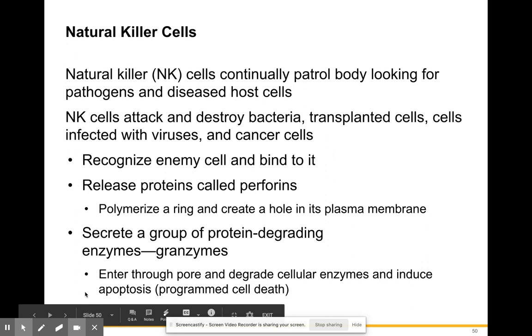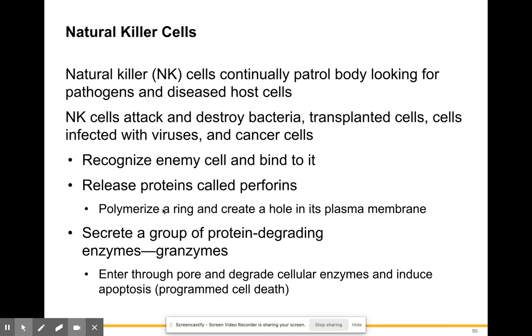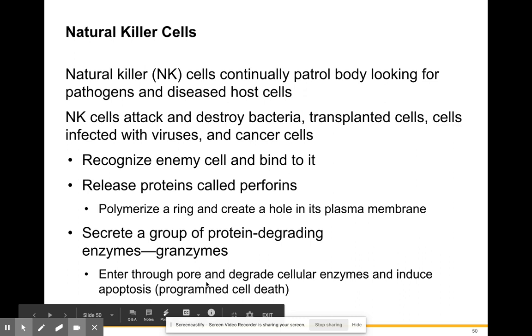So this could be a cell that's, like I said, this could be a cancer cell. This could be a cell that's infected with a virus. This could be a cell that's been transplanted. It could be a bacterial cell. It doesn't matter. This natural killer cell is going to produce this protein straw and then use that protein straw to deliver chemicals that are going to cause that cell to kill itself. And that process of the cell killing itself is called apoptosis.